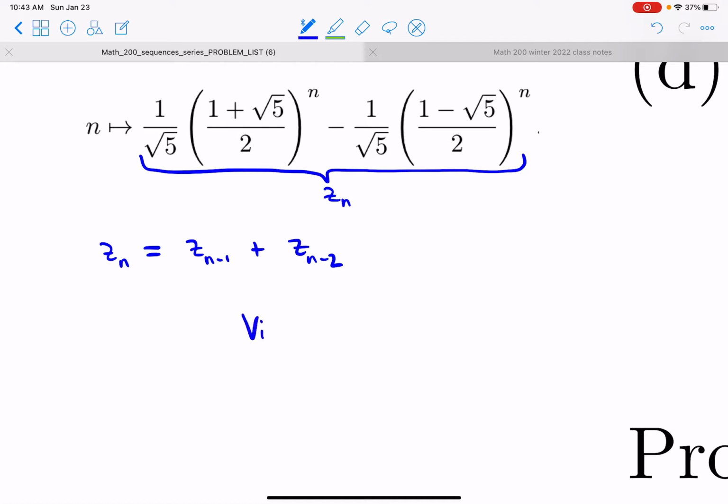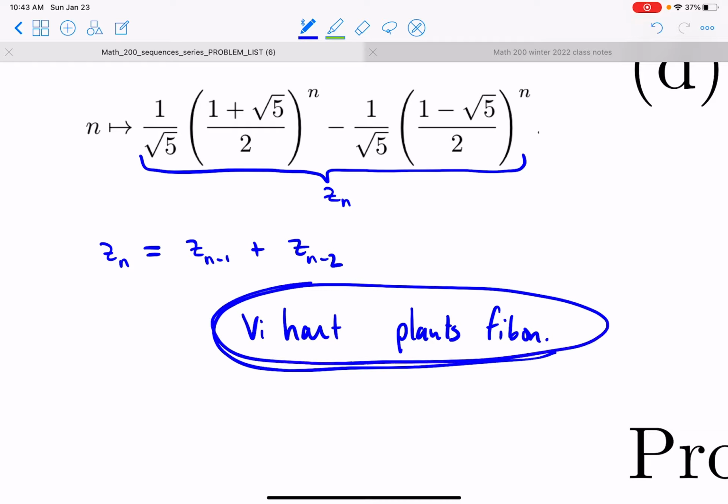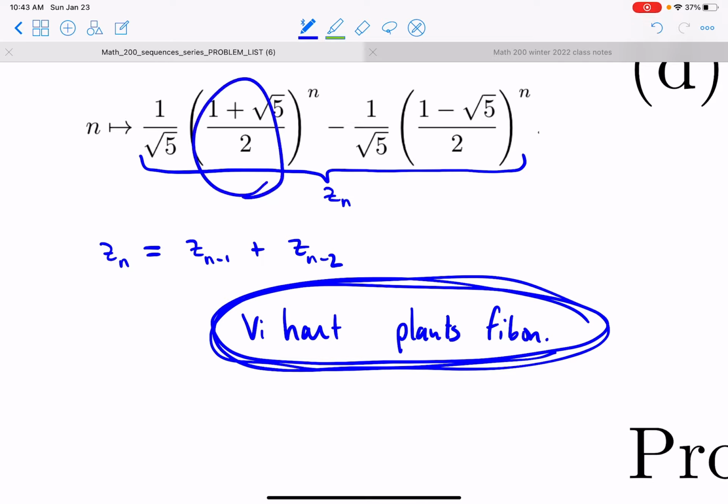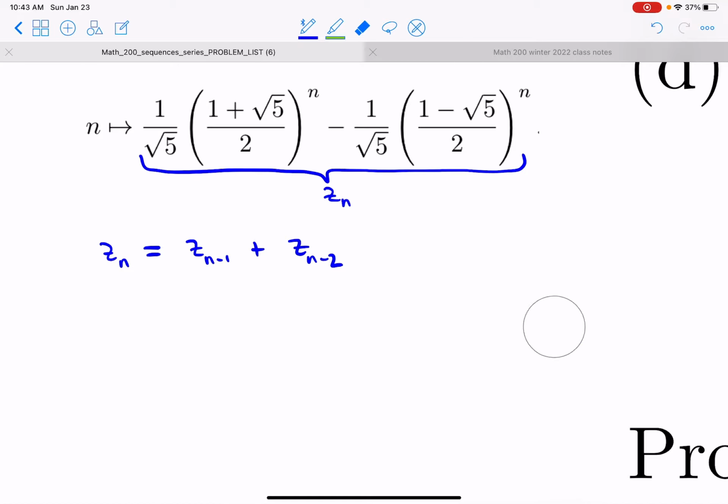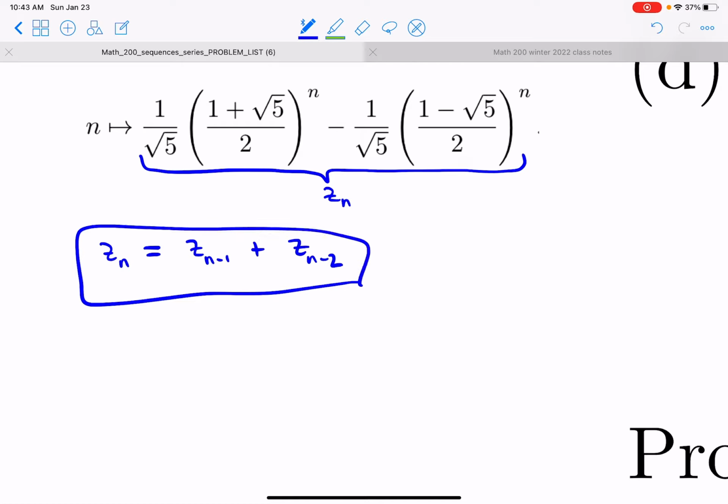So what I suggest is look up Vihart's video on plants and Fibonacci on YouTube, and you will see that, well, if you watch an hour of amazing stuff, or just watch the first 5 minutes, these numbers come up, and they explain why this sequence occurs in pineapples, and why it occurs in pine cones and in flower petals. Anyway, we need to prove this.